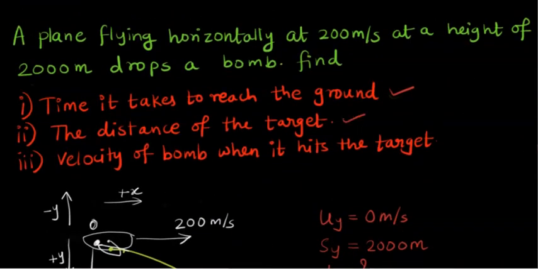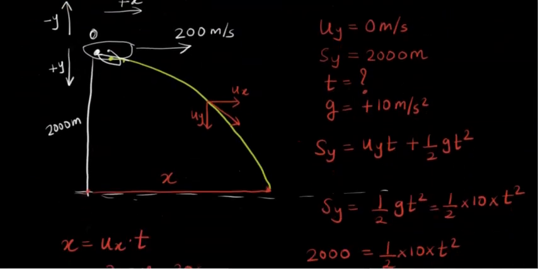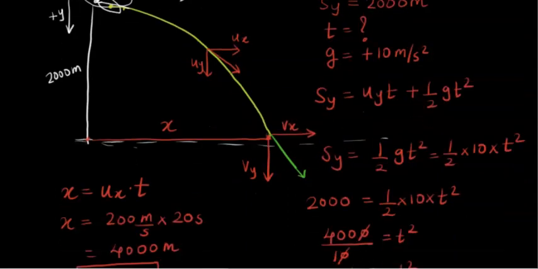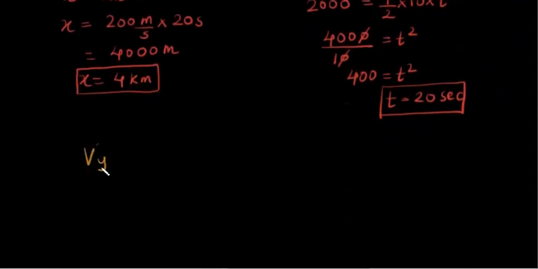The third one is the velocity of the bomb when it hits the target. Now the velocity when it hits the target will have two components. First is the y component Vy and another is the x component Vx. Our velocity will be the resultant of these two components. Now, what is the Vy component? To find it, we apply the formula Vy is equal to Uy plus Gt.